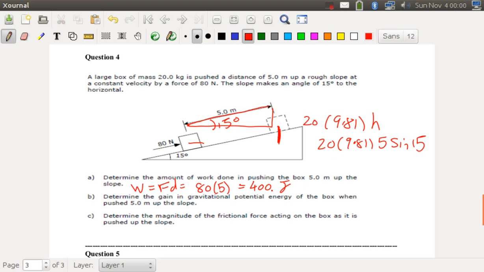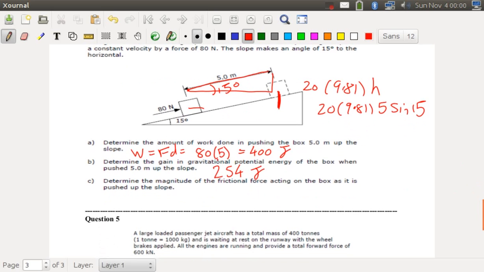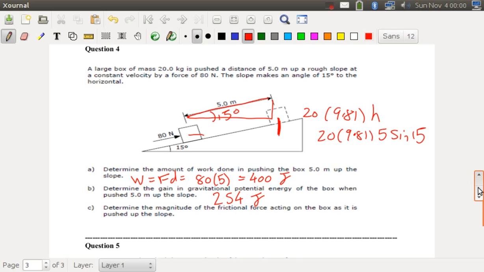So we can calculate the potential energy from that formula. 5 sine 15 times 9.81 times 20. That would be equal to 254 joules. Determine the magnitude of the frictional force acting on the box as it's pushed up the slope. Now we're looking for keywords here. It's moving at constant velocity. So that means the force acting up must cancel the force acting down because it's not accelerating.